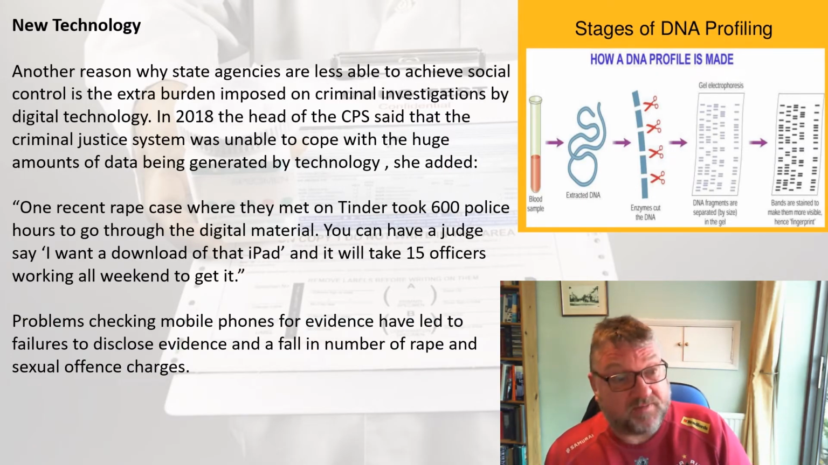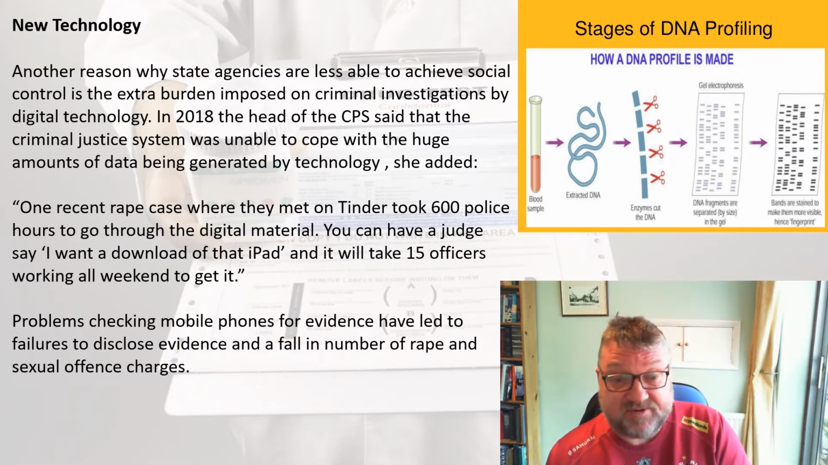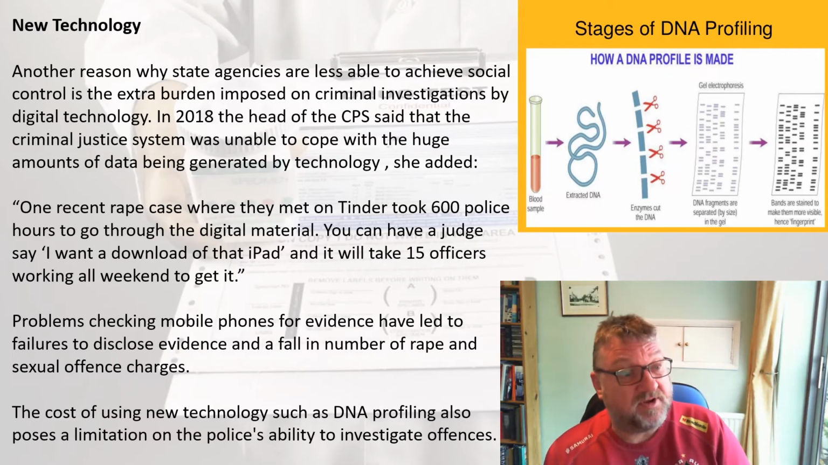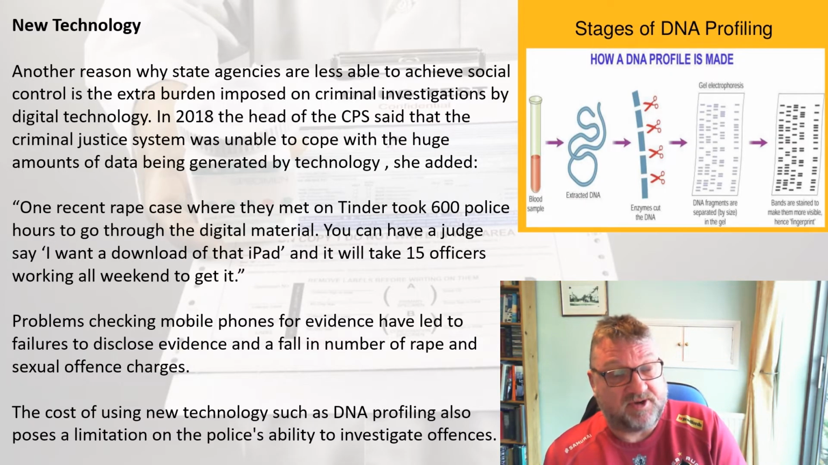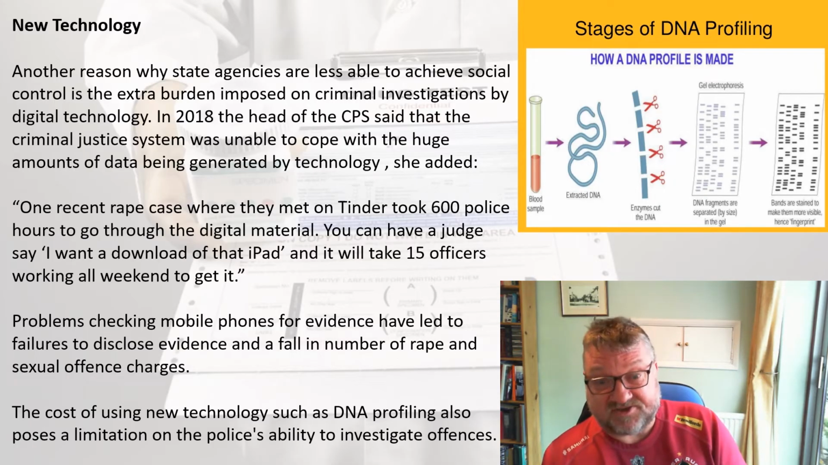So as I mentioned, problems checking mobile phones for evidence, because there's so much on there, has actually led to failures to disclose evidence. Evidence has been missed, and particularly that's led to a fall in the number of rape and sexual offence charges. And at the same time, the cost of new technology, such as DNA profiling, also poses a limitation to the police's ability to investigate offences, because every time they send DNA off to the lab for processing, it costs them money, and they have a limited budget.